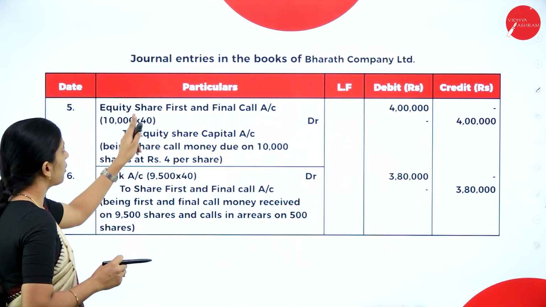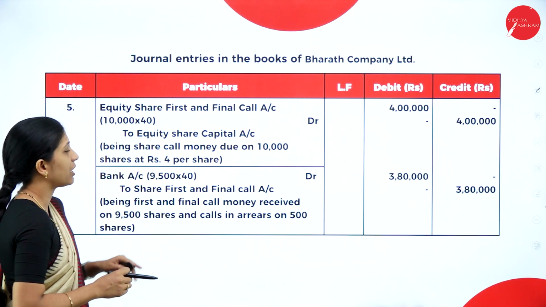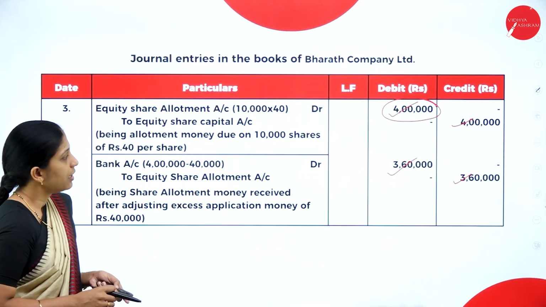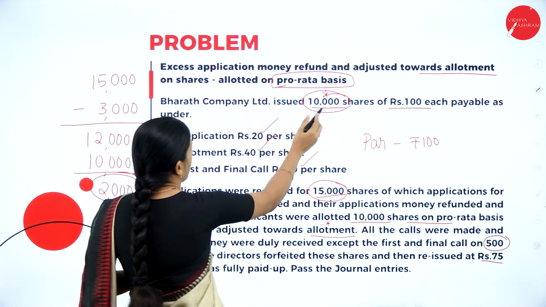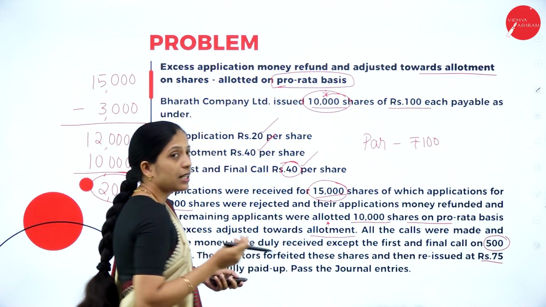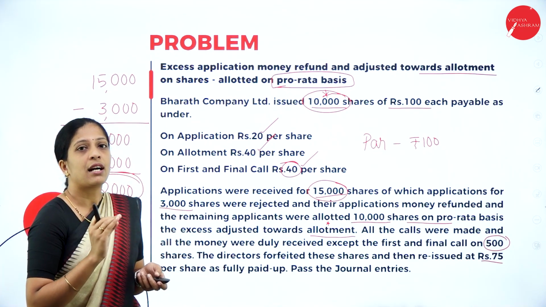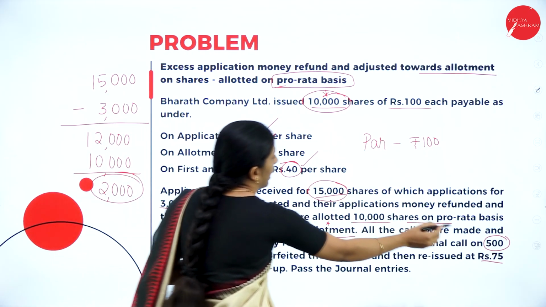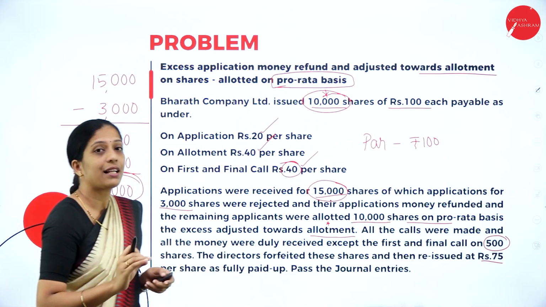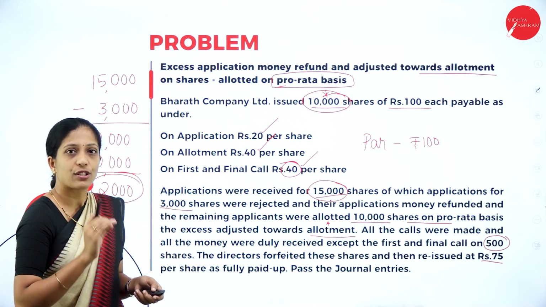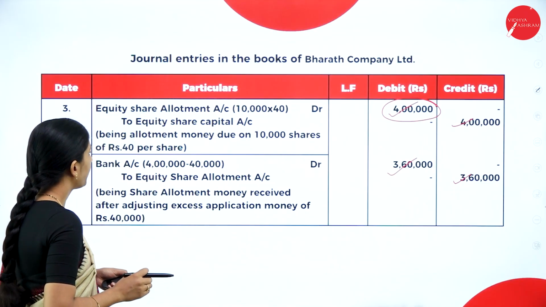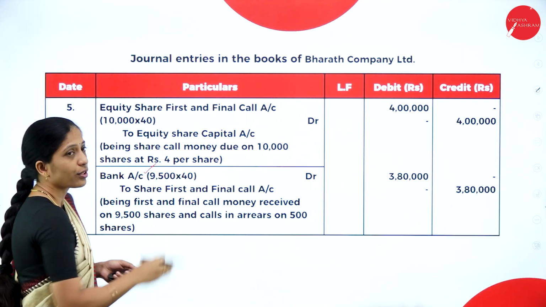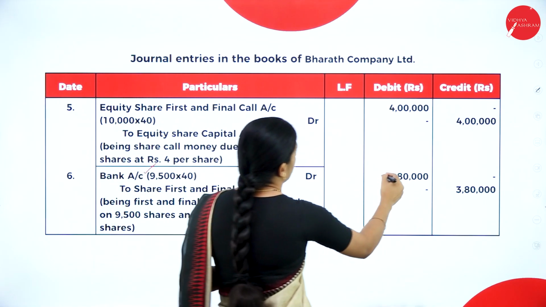Now your first and final call money due entry is same, equity share first and final call account debit to equity share capital account. So here you are going to take how many number of shares? 10,000 into 40 rupees. Now coming to receive entry, bank account debit to equity share first and final call account. So 10,000 minus 500. So it will be 9,500 into 40 rupees. Only that much we are going to receive. So receive entry is 9,500 into 40. So that would be 3,80,000.